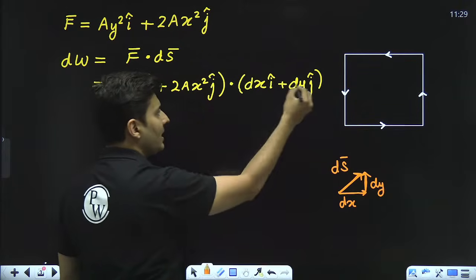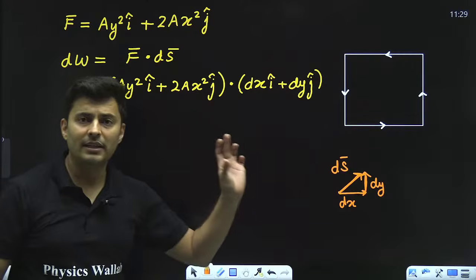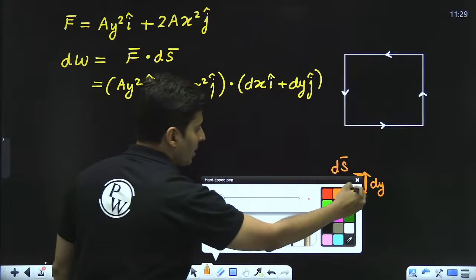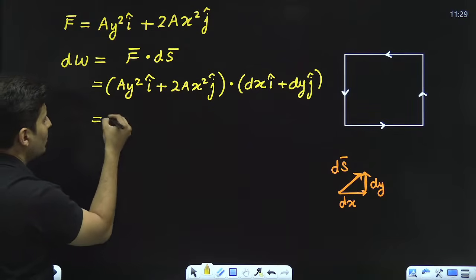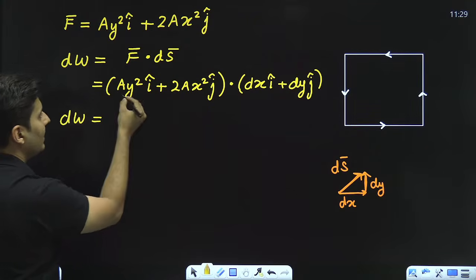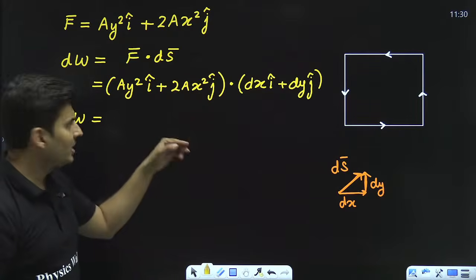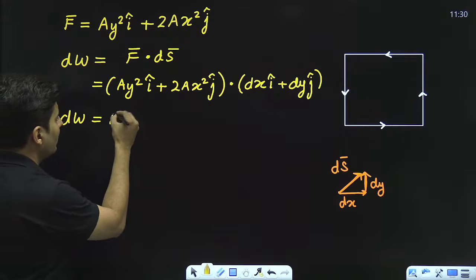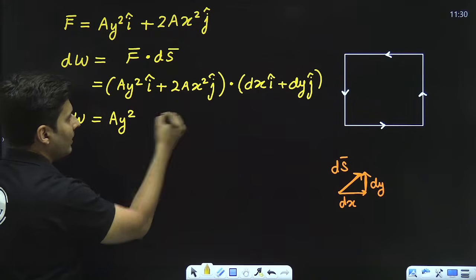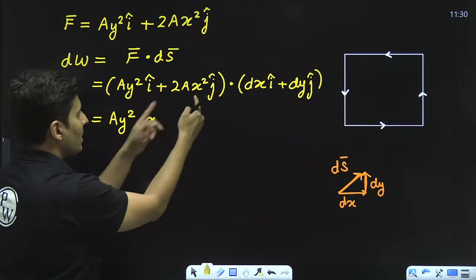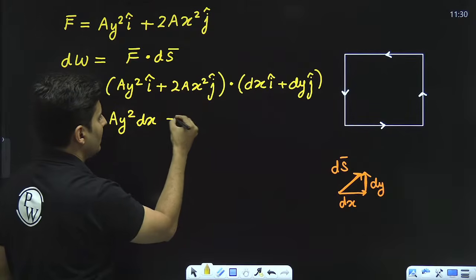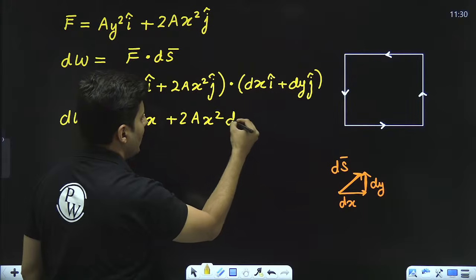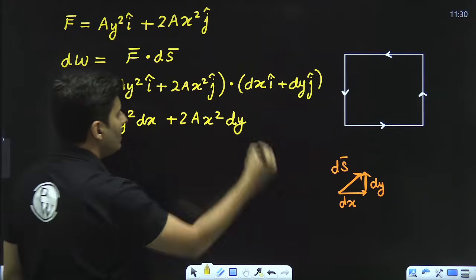So dx i cap plus dy j cap will be the vector form of any random displacement in any random direction. Now, if you do the dot product using simple rules, you will get the generic expression. Look at it. i cap will multiply with i cap, so this will be nothing but a y square into dx. This will multiply with this, so this will be nothing but 2ax square multiplied by dy.